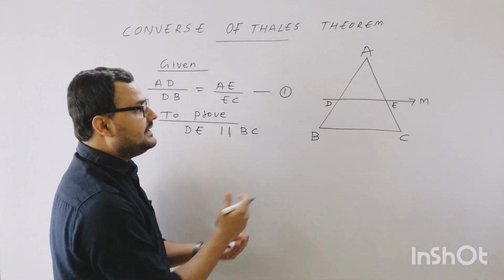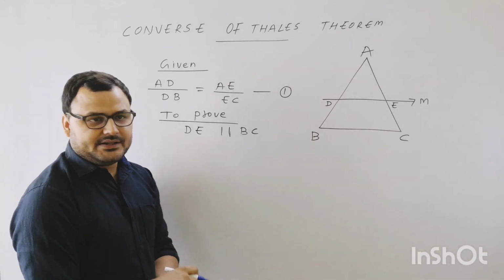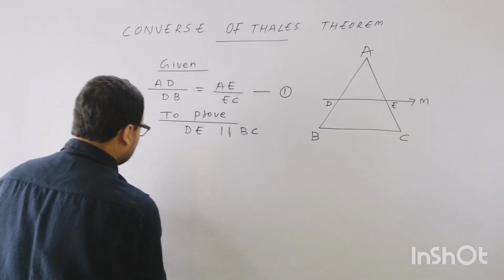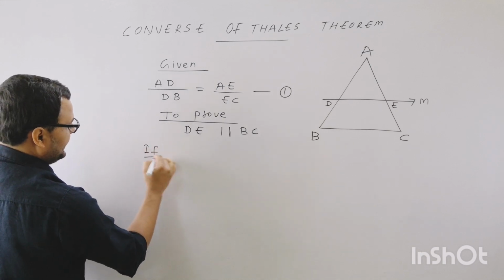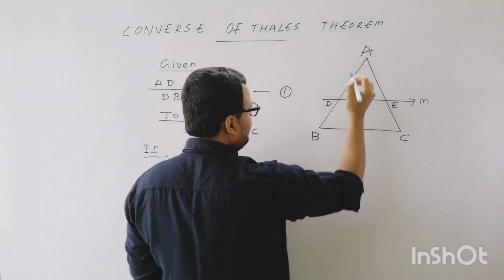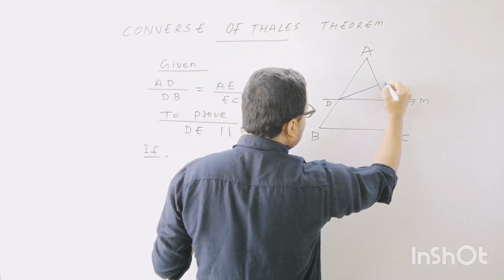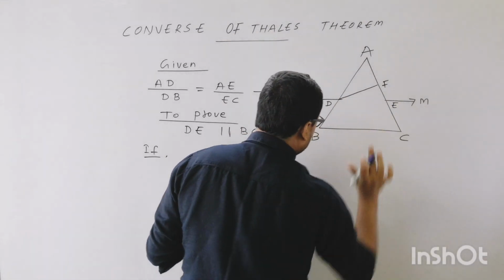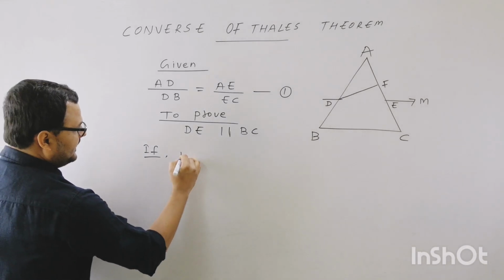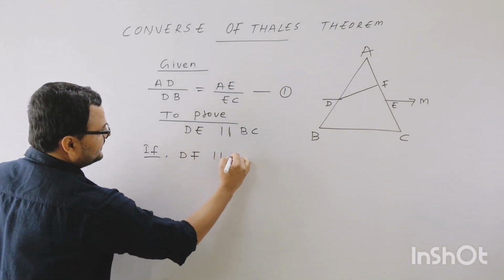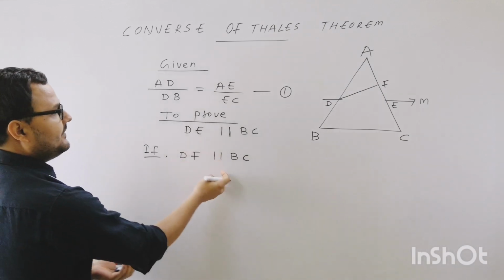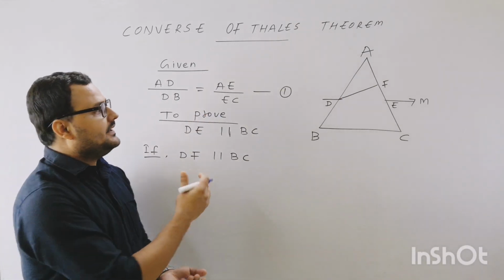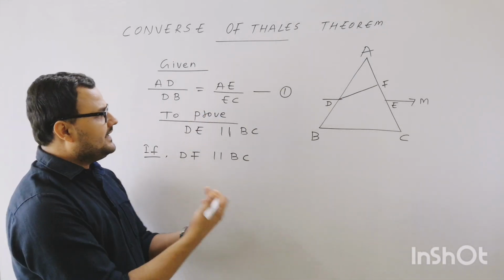If possible, DE is not parallel, so one line should be drawn that must be parallel to BC. So you can write, if a line from D, like A, B, C, D, E, I'll write F. This line is DF. And just for some time, don't think about the other line. So if DF is parallel to BC, that we have assumed, if you check the diagram, the DF doesn't look parallel to BC, but we have just assumed it.